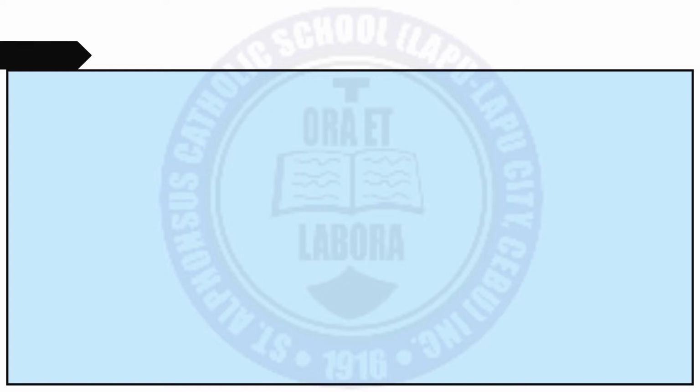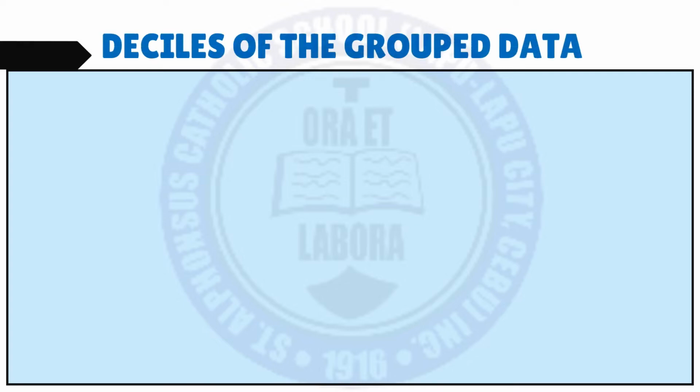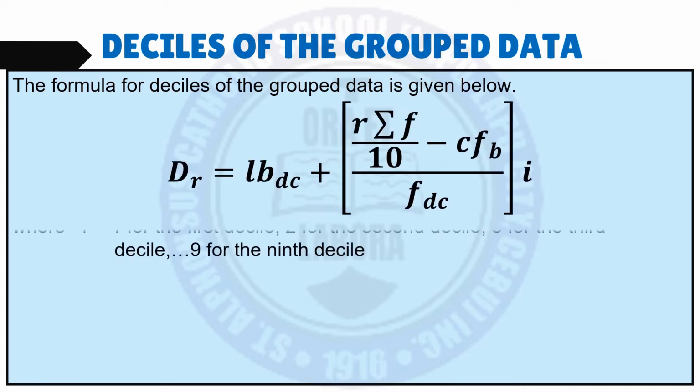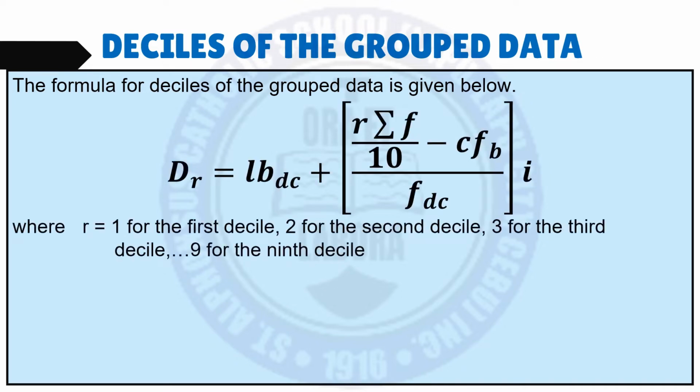How do we solve the deciles of the group data? The formula for deciles of the group data is given below, wherein R is equal to 1 for the first decile, 2 for the second decile, 3 for the third decile, up to 9 for the ninth decile.